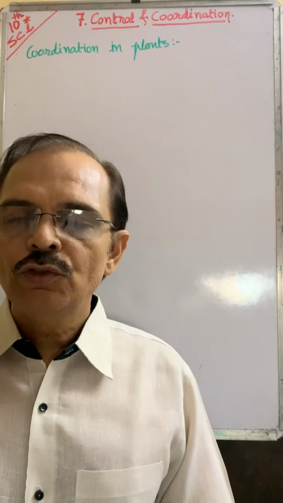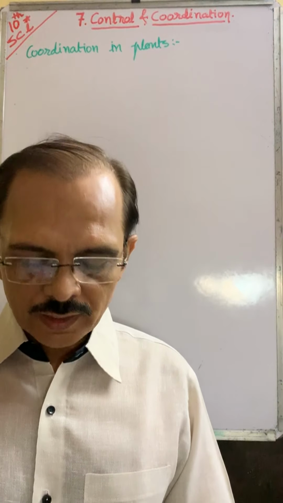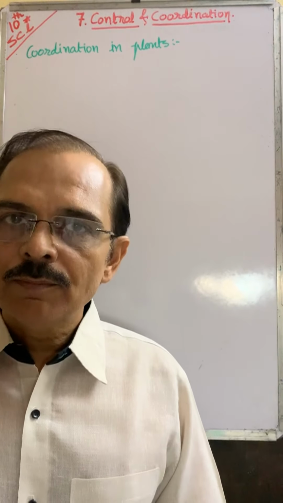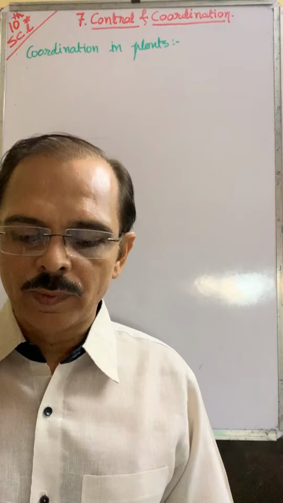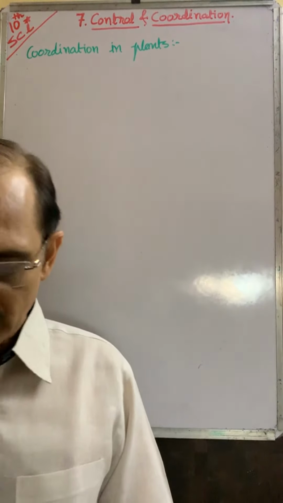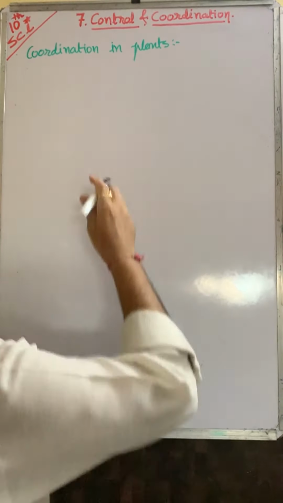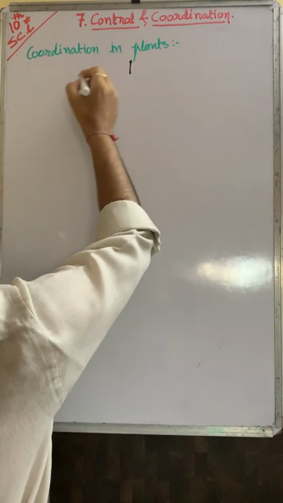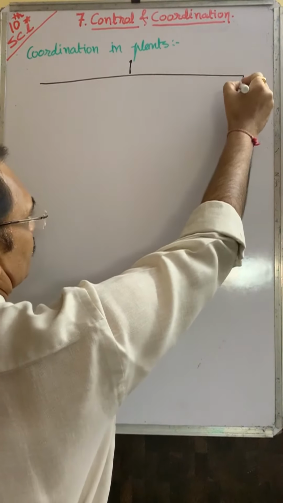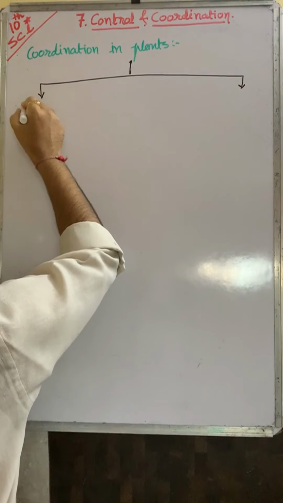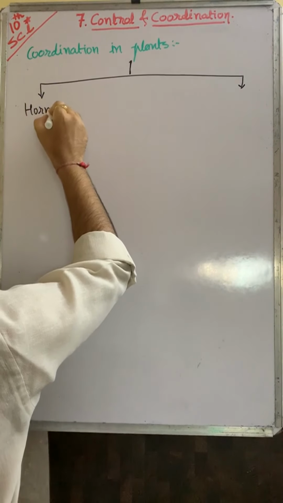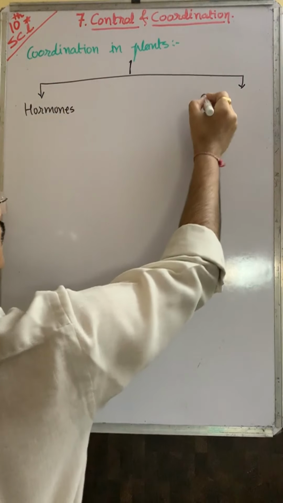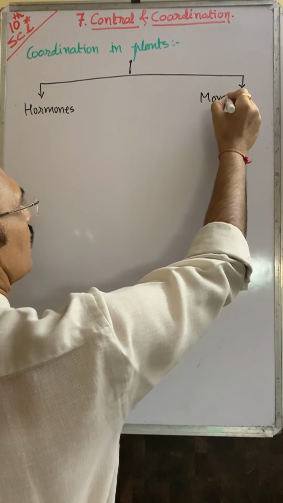It is divided into two parts. Okay, for understanding, for our simplicity, we divide it into two parts. The first is hormones and second is movement. So coordination in plant is divided into two parts, that is called hormones and movement.